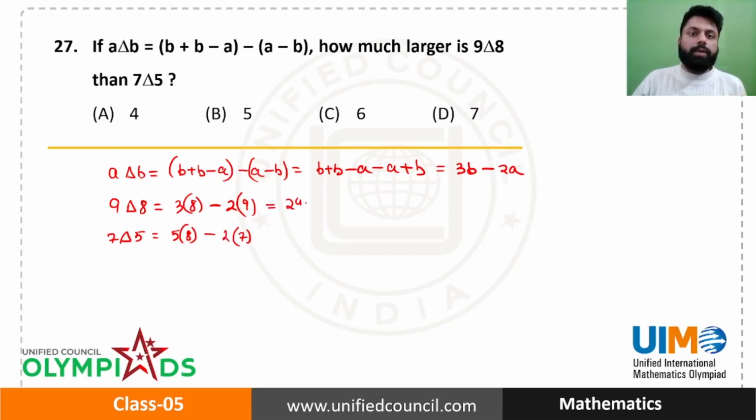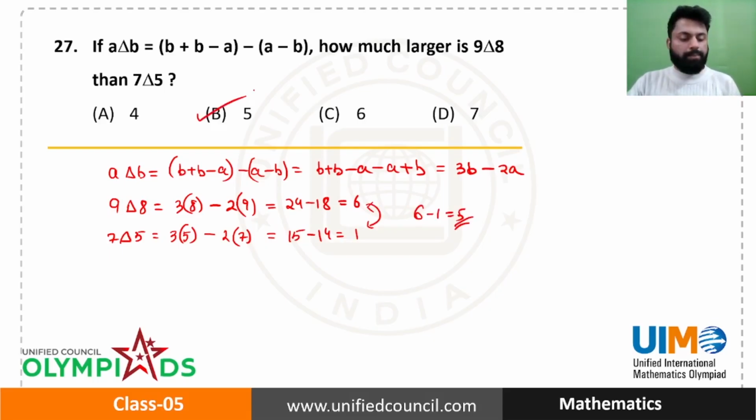So this is 24 minus 18, that is 6. This is 40 minus 14, that is equal to, okay, this should be multiplied by 3 multiplied by 5. So this is 15 minus 14, that is 1. What is the difference? How much larger this value is as compared to this? 6 minus 1, that is 5.